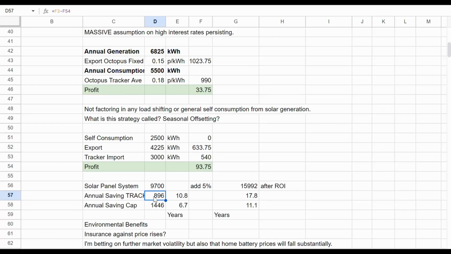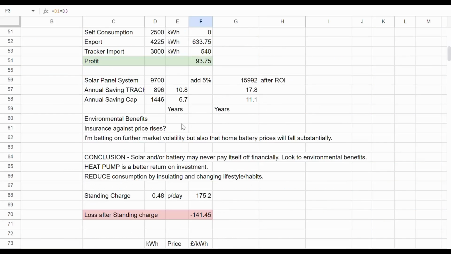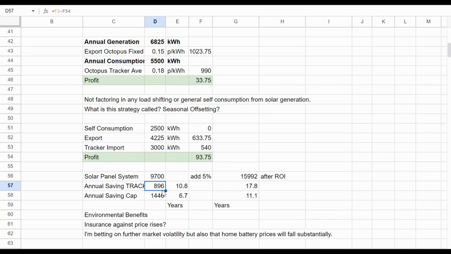So if we now bring the solar panels into the equation, and if we were talking about on Octopus Tracker, originally I think our cost was £990 for 5,500 kilowatt hours. If we now add solar panels onto that, it brings our bill down and we save £896 per year by having the solar panels, which brings the projected forecast return on investment to 10.8 years. If we're comparing that to the price cap, then of course it brings the payback down to 6.7 years.